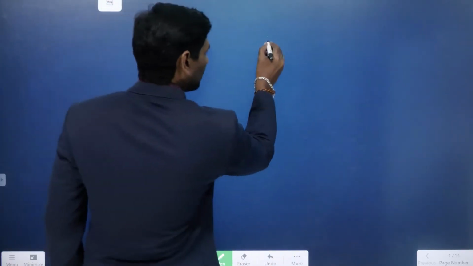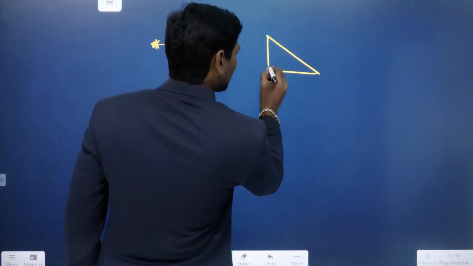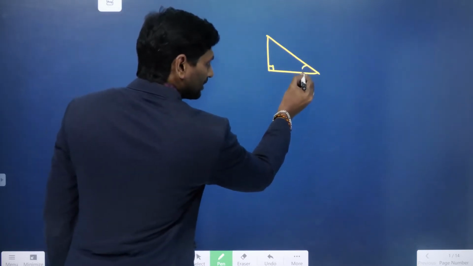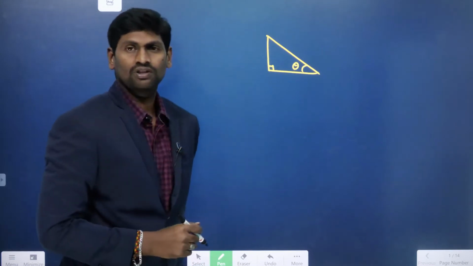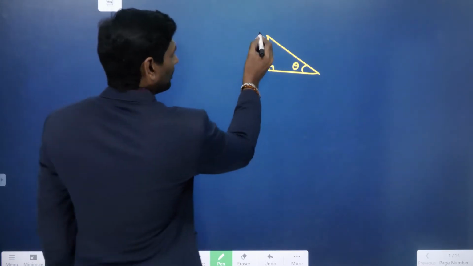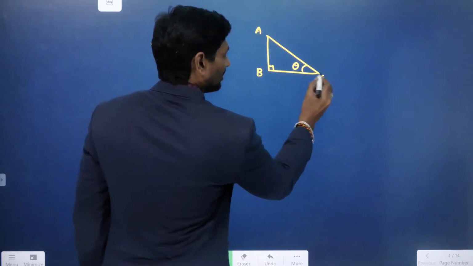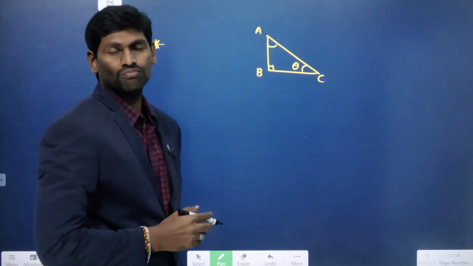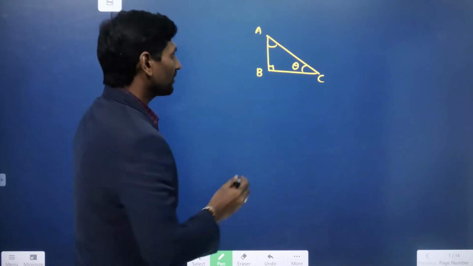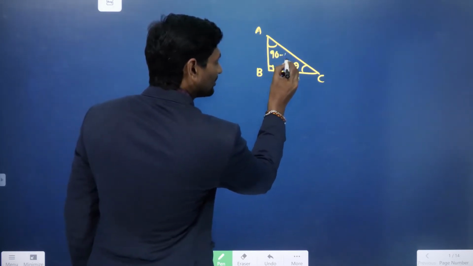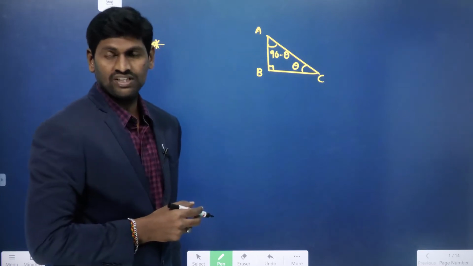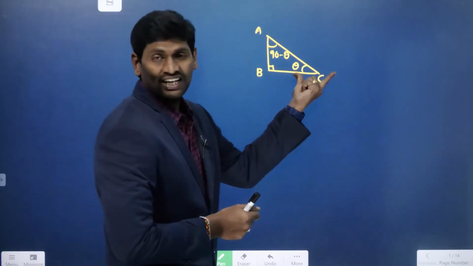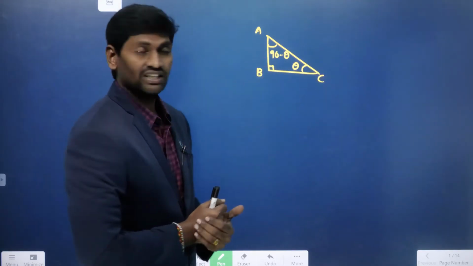For example, if you take a right angle triangle, now I am taking one of the angles as theta. In triangle ABC, one of the angles is theta. What is the other angle? Can we write this as 90 minus theta? The second angle is 90 minus theta, because in a right angle triangle one of the angles is 90 degrees. If the second angle is theta, then automatically the third angle is 90 minus theta.